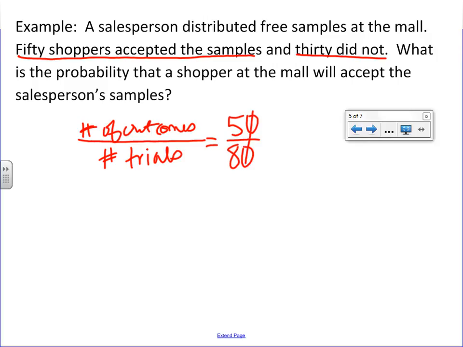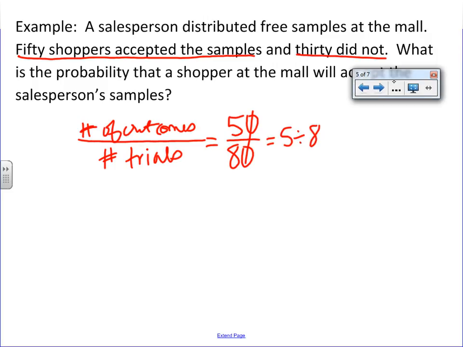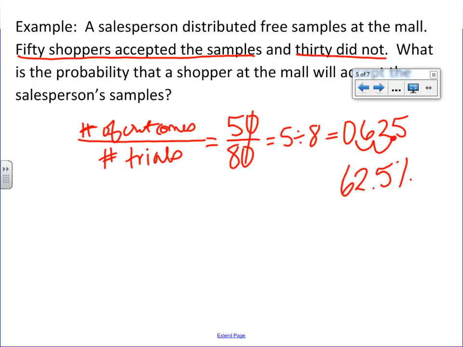So I can cancel that 0 out, and then I punch into my calculator 5 divided by 8, because we know that that fraction bar literally means to divide. And whenever I do that, I get 0.625. To change this decimal into a percent, remember we can take that decimal place and we can move it 2 times to the right, which gets me 62.5%. So 62.5% of the time, the customer will stop and pick up a sample.